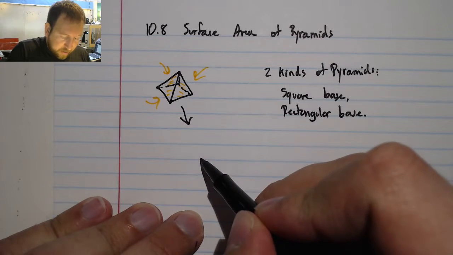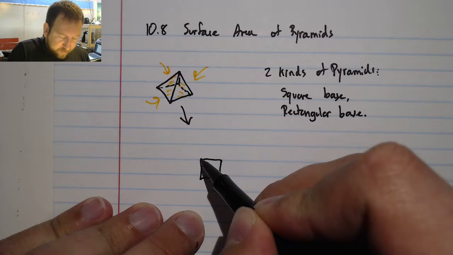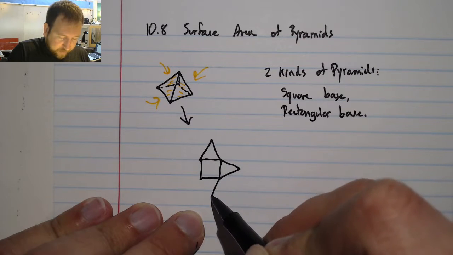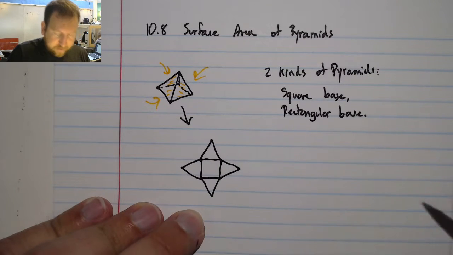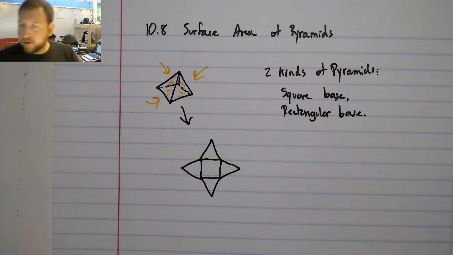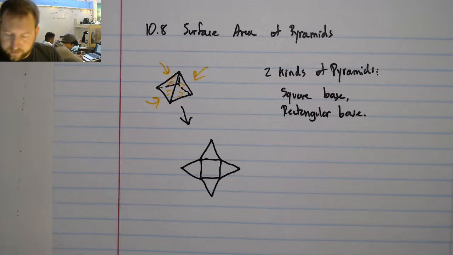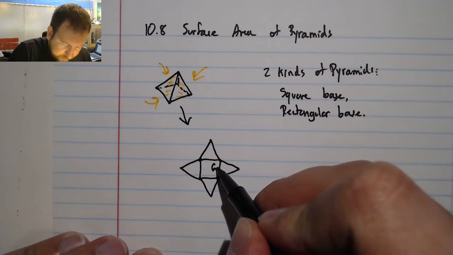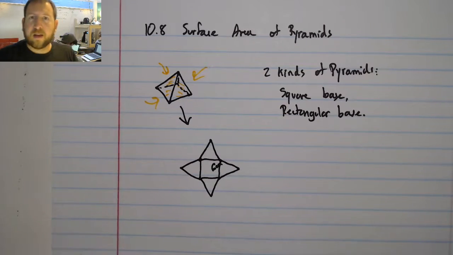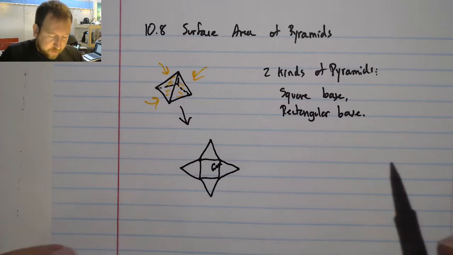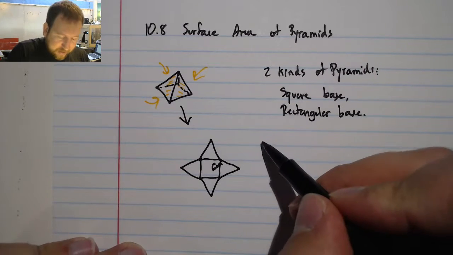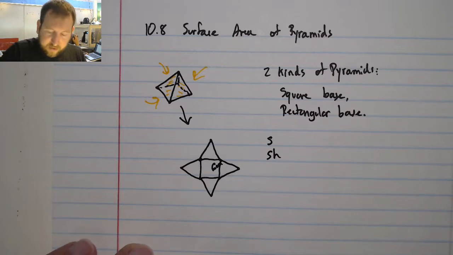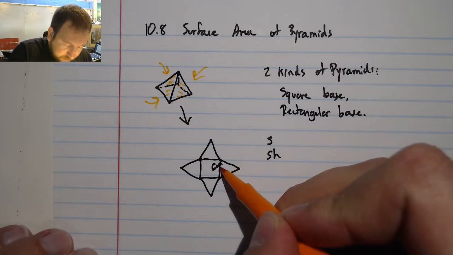So if I take my pyramid, in this case a square base pyramid, I can lay it flat, and it kind of looks like this. And the measurements of my pyramid in this case are going to be that our side is going to be 6 centimeters, and the other measurement that we often get for pyramids we call slant height. So I get side and slant height. And the slant height is the height of this triangle.